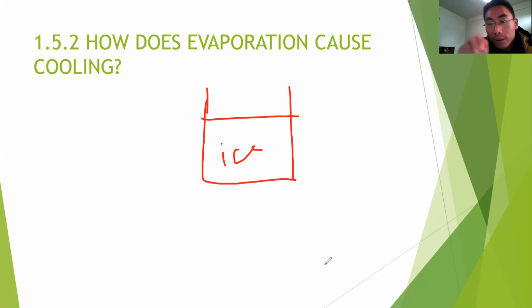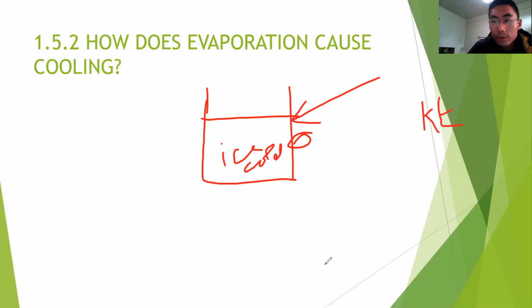There is water in the gaseous state, in the form of water vapor in the atmosphere. Now when it comes into contact with this cold surface, which is ice cold, the water vapor loses energy, basically kinetic energy. As it loses the kinetic energy, it tends to change its state from gas to liquid. As it changes its state from gas to liquid, you see the water droplets.